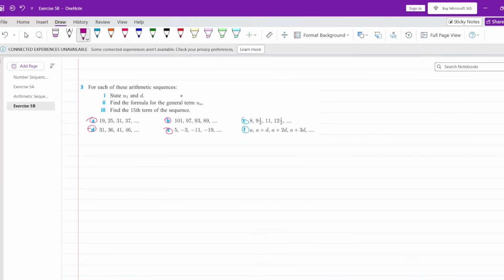For each arithmetic sequence, state u1 and d. So u1 is 8, d is u2 minus u1, that is 9.5 minus 8, that becomes 1.5.